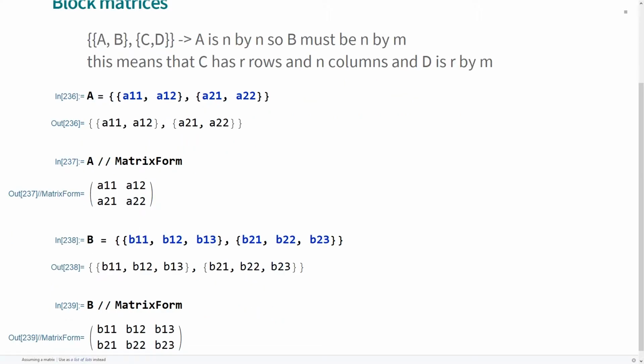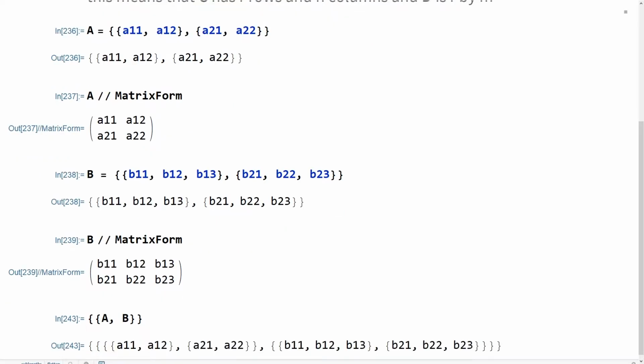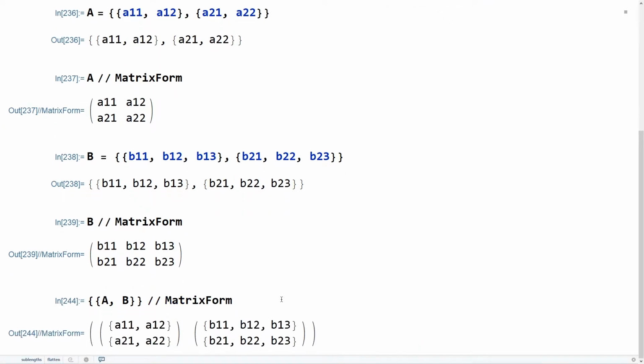So at this point, we have enough information that we can make a block matrix. We could form the matrix AB, which has A as the first block and B as the second block in a row together. If we put this into matrix form, we should be able to see that this has the structure of a block matrix. Now notice we've got extra braces running all over the place, because A was a matrix and B is also a matrix, so now we have matrices with matrices inside, and lists inside of lists inside of lists.